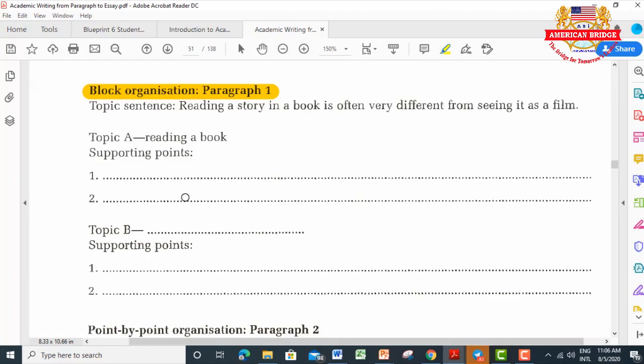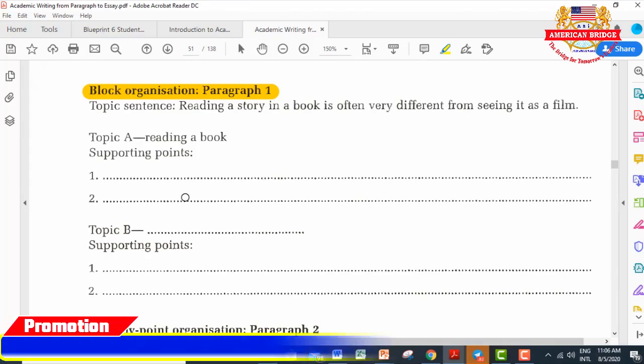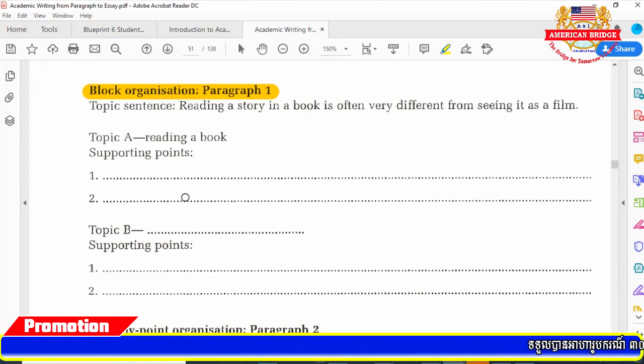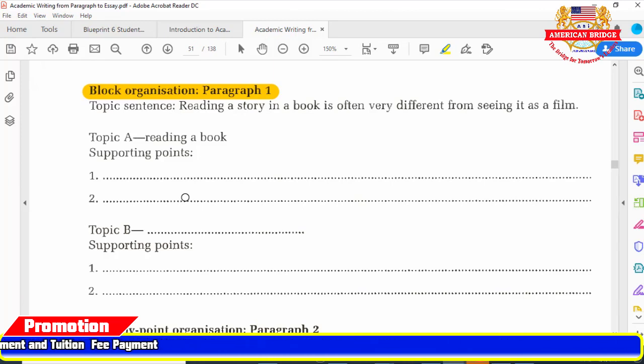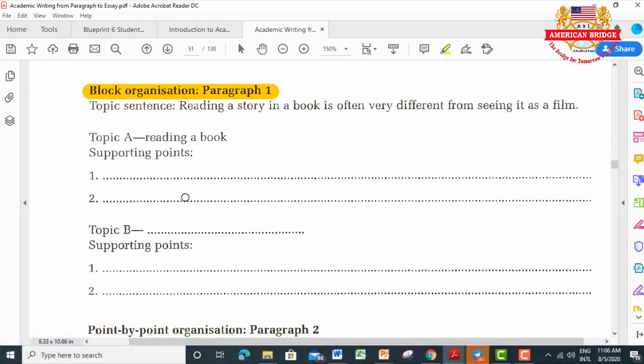So okay, first of all, regarding reading a book, the supporting point is that you use imagination: descriptions of people, places, things let you see the picture in your mind. So this is the first supporting sentence. And the next supporting sentence regarding reading a book is conversation with description of how people look or feel, which lets you create the character in your mind.